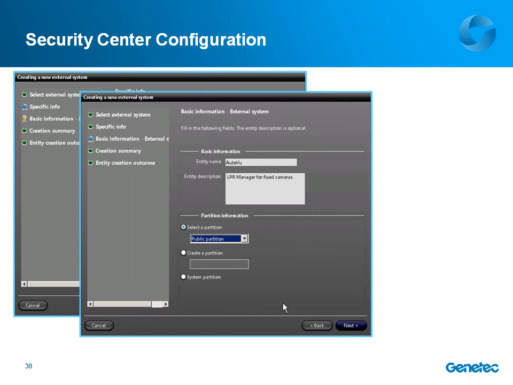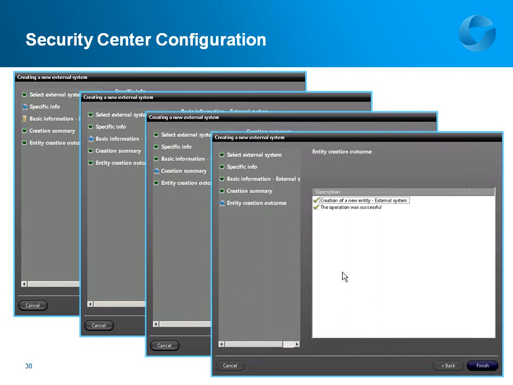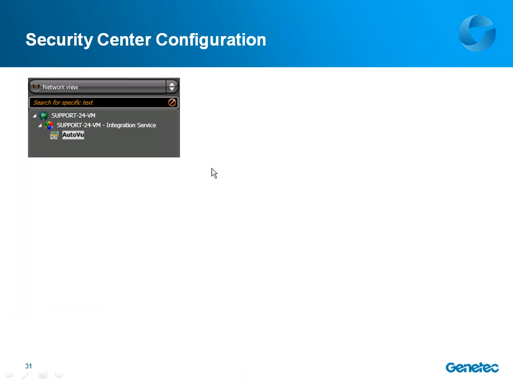Hit Next again, and you'll be able to name your LPR manager and choose the partition as well. Hit Next again, and you'll be on the Creation Summary page. And from here, you just hit Next. And if everything has been set up okay, you should see a confirmation that a new external system was created. And you can just hit the Finish button down here. Now you should see your LPR manager under your integration service.